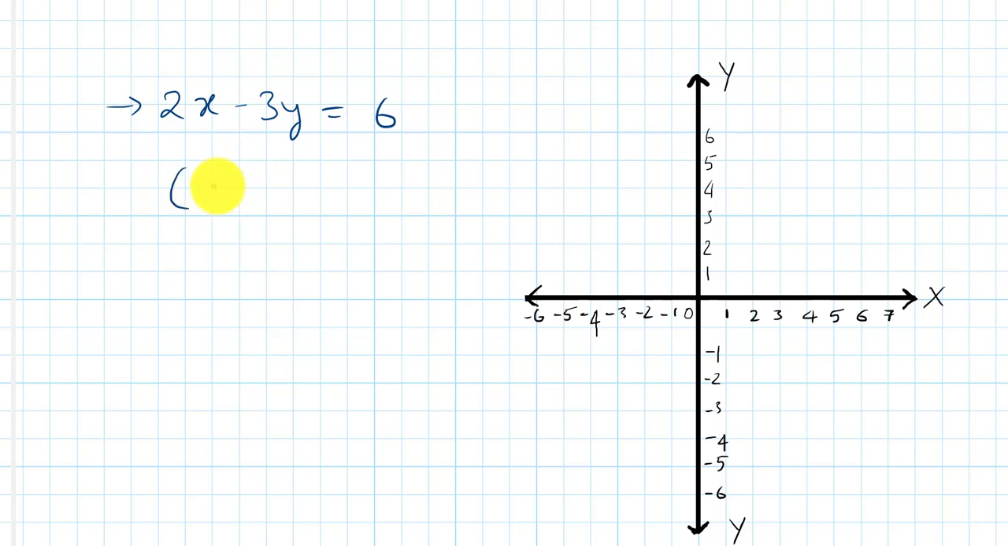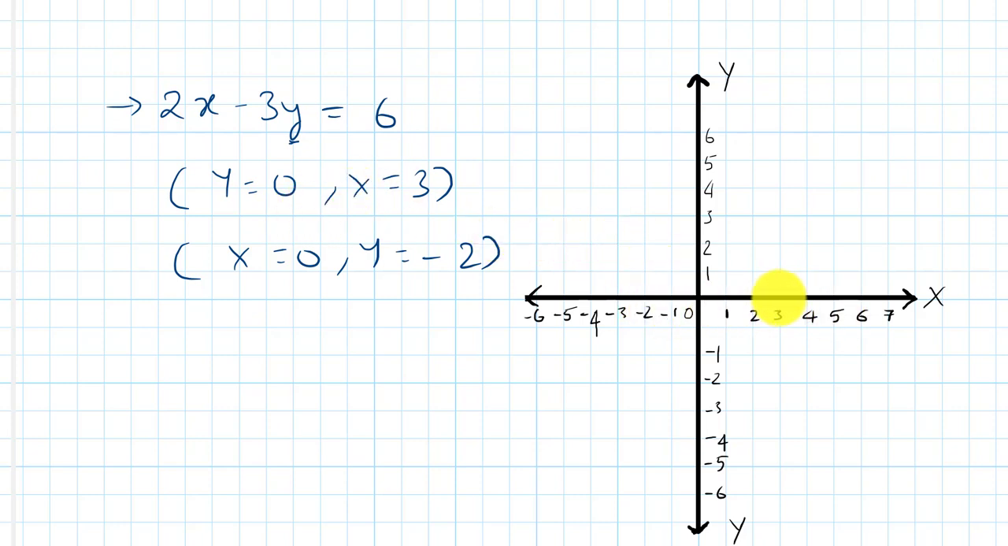Just take y is equal to 0. When you take y is equal to 0, then x will be 3. So x is equal to 3. Next take x is equal to 0, and y will be minus 2. So I got two coordinates, right? Let us plot this. y is equal to 0 and x is equal to 3 will be here. Cool.